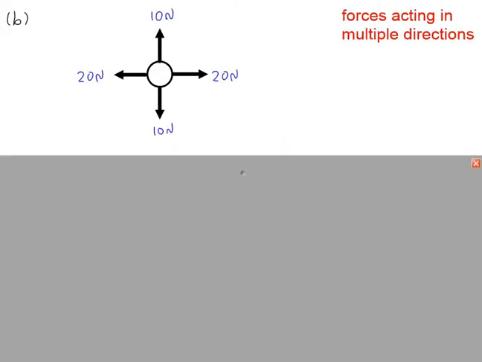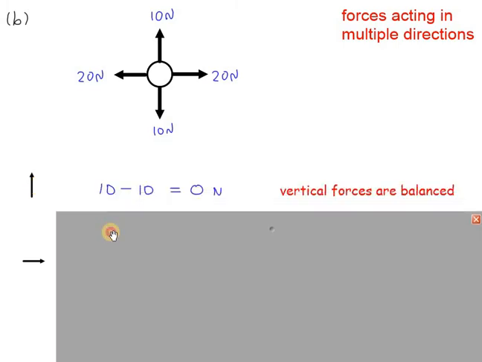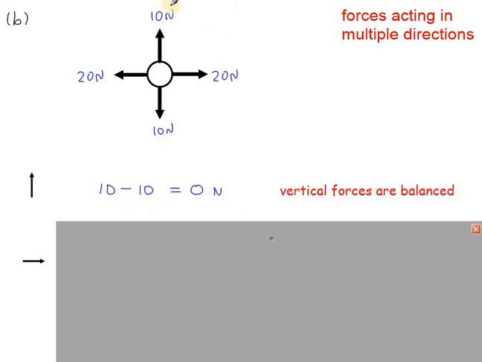Now in this diagram we have forces acting in multiple directions. So I'm going to consider forces acting vertically and then separately consider forces acting horizontally, because these are the two directions I've got in my diagram. So I'm taking the upwards direction as positive. So when I look at the forces vertically, I've got this force which is positive because it's acting upwards, so that's 10 newtons. This one is acting downwards, so it's negative, so you've got minus 10. Overall we get 0 newtons, so the forces are balanced vertically.